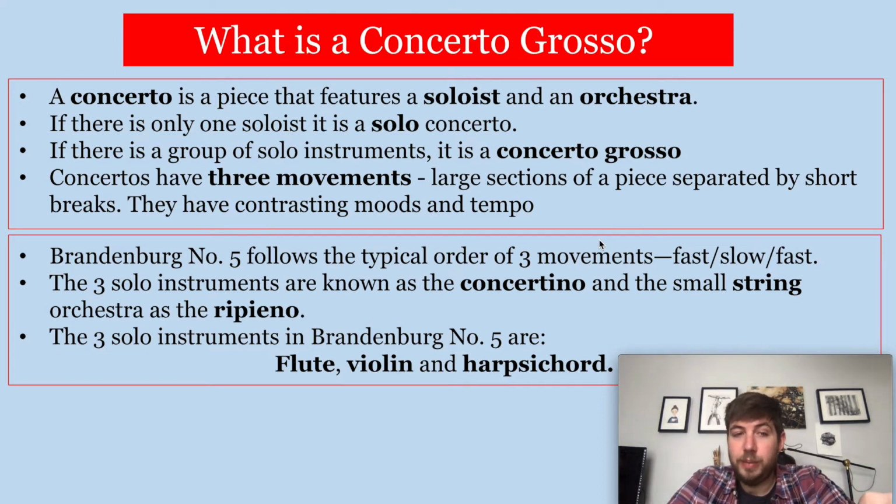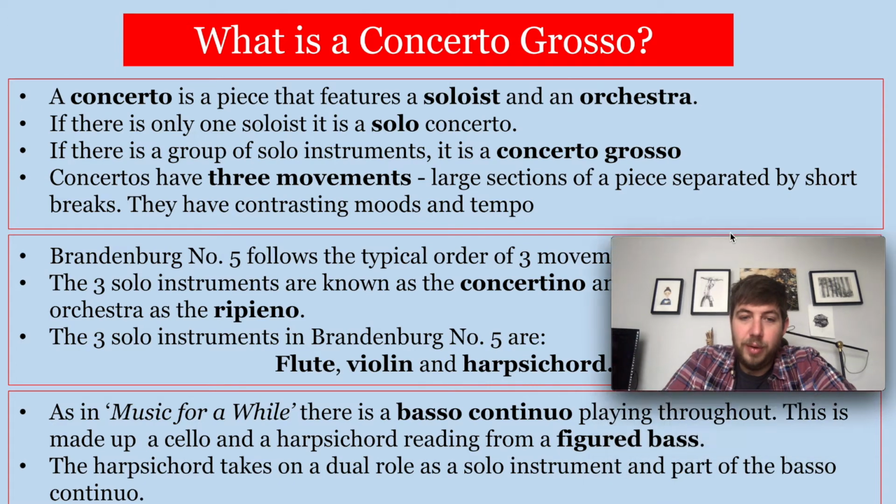The 3 solo instruments are known as the concertino, and the small string orchestra as the ripieno. So you've got your concertino, which is the 3 solo instruments that are being accompanied by a small string orchestra, which is called the ripieno. The 3 solo instruments in the Brandenburg Concerto are the flute, the violin, and the harpsichord. Remember, harpsichord used in Baroque period because the piano has yet to be invented. You've heard harpsichord before playing the ground bass in Music for a While.